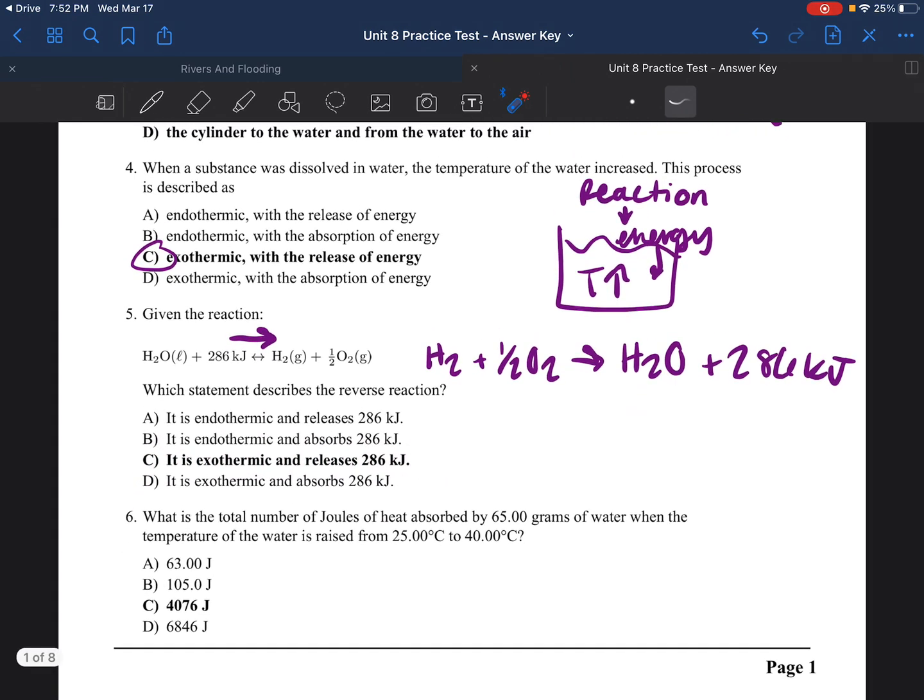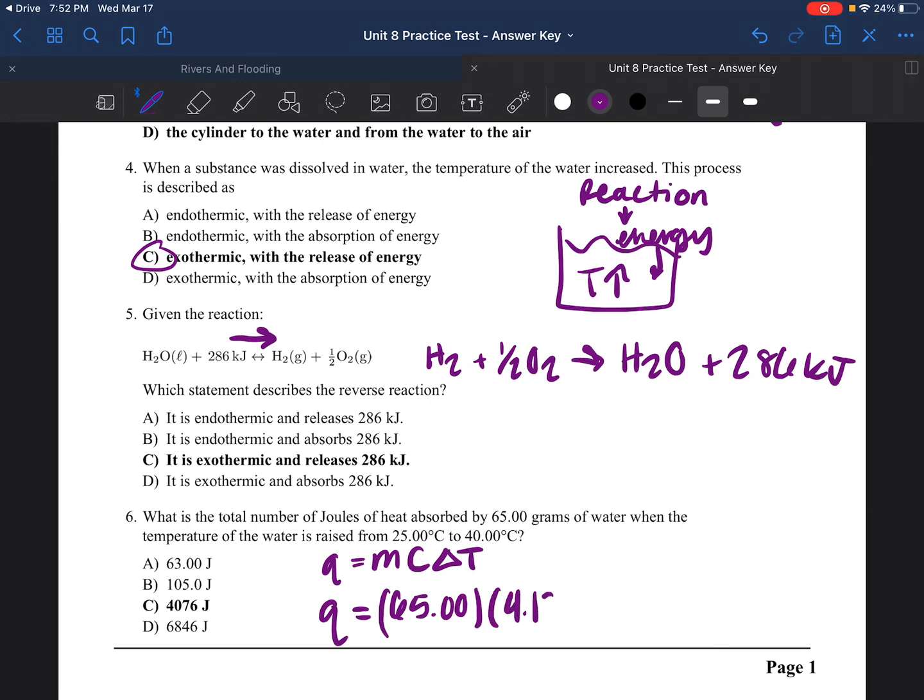Number 6, what is the total number of joules of heat absorbed by 65 grams when the temperature of water is raised from 25 to 40? If we are talking about temperature raising, we know right away we are using Q equals mc delta T because we need a change in temp to measure. We put in 65 for our mass, C is always our 4.18, and delta T is 15 degrees. If you calculate that out, you get 4,076 as your answer.